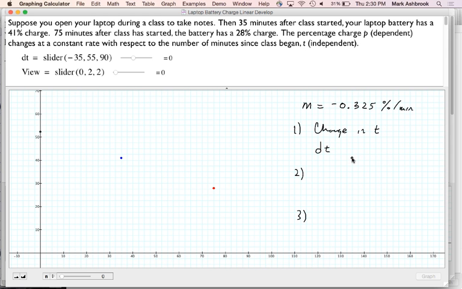What is dt? Final minus initial. What's the final? Final time? 0. Initial is 35. So change in time is negative 35 minutes. A decrease in time of negative 35. And what does that look like on the graph? We're going to go to the left first. Go to the left first by 35 minutes. So that's our dt of negative 35.